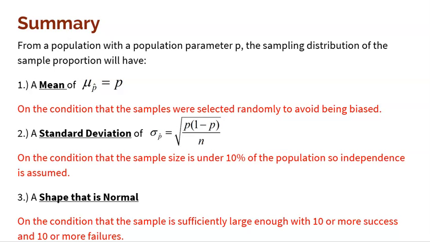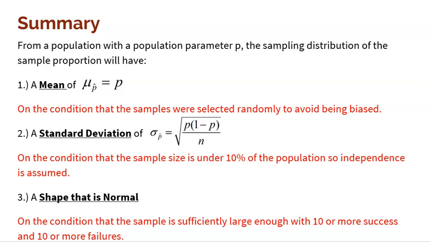Here's a quick summary of how to build a sampling distribution. We did this back in Unit 5. Should be pretty easy. The first thing we need is the mean. The mean of all those p-hats should be the true p, the true proportion that we know from the null. But again, we do have to make sure the samples are random to avoid bias.